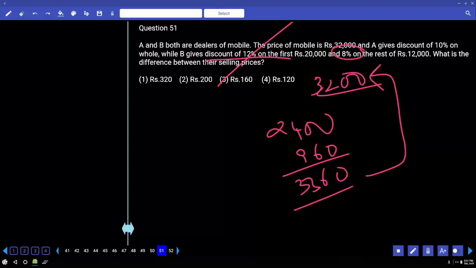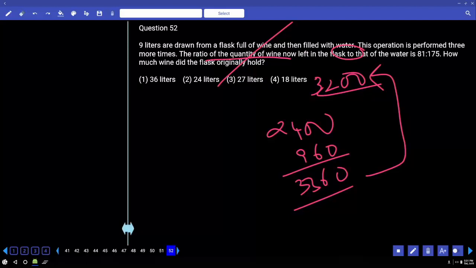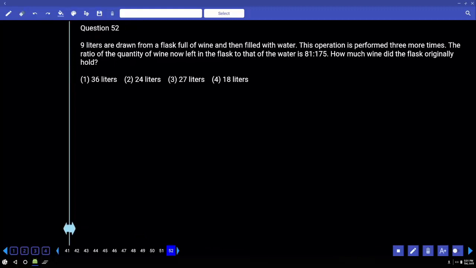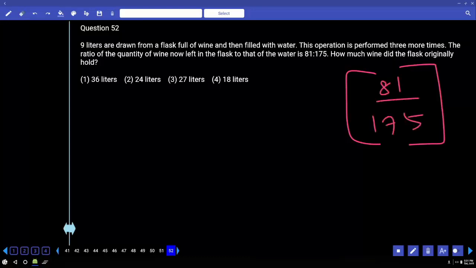Next, 9 liters are drawn from a flask full of wine and then filled with water. This operation is performed 3 more times. The ratio of the quantity of wine now left in the flask to that of the water is? After removing, this operation is performed 3 more times. So here the final ratio is 81:175.